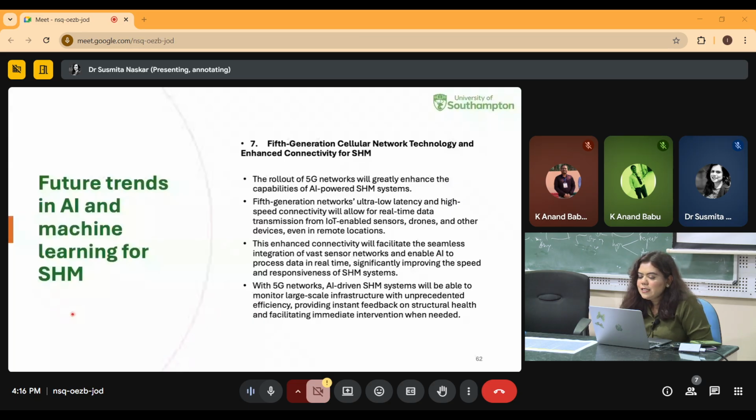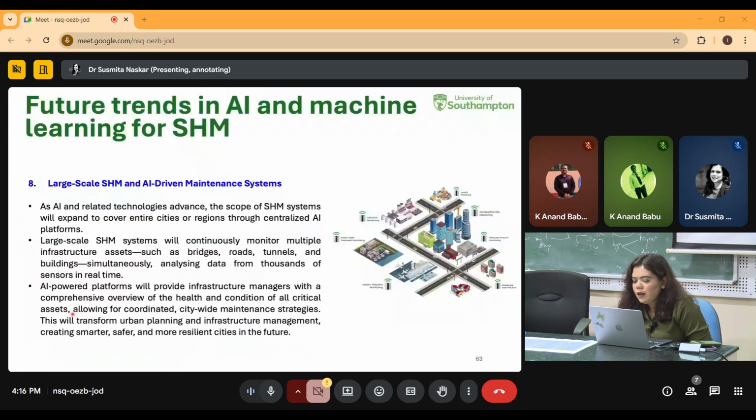And the last one is the large-scale SHM, or the AI-driven maintenance system, right? So when we talk about large-scale SHM, what do we mean by large-scale SHM? Are we talking about a sensor system, or are we talking about IoT? What do we mean when we talk about large-scale SHM? Yes, yes, right, right.